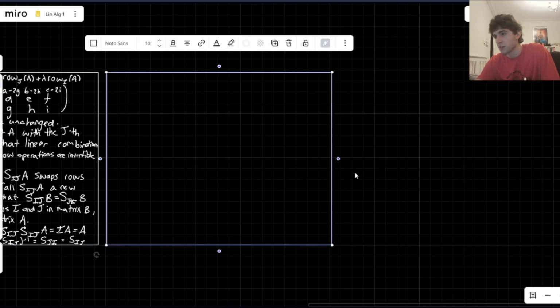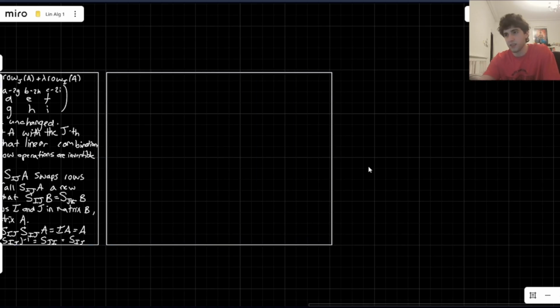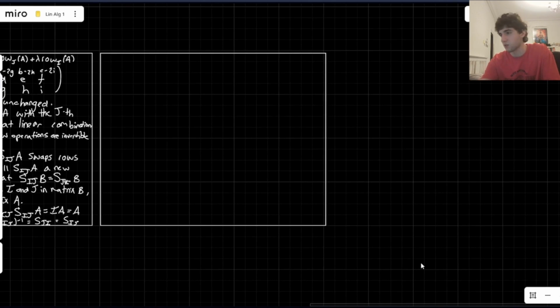But it's a similar idea. It's just reversing what you've already done, basically. Intuitively, that's going to give you what you started off with, and then you can use that to find the inverse, right?